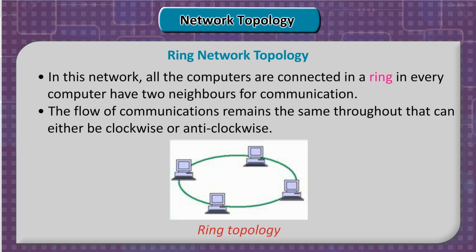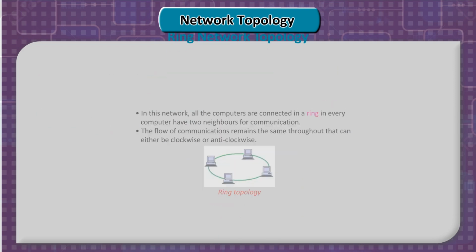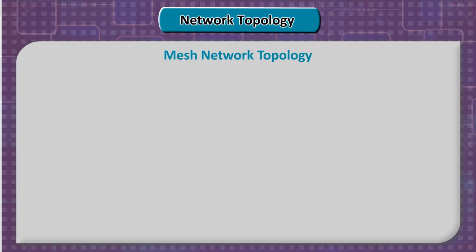Ring network topology. In this network, all the computers are connected in a ring. Every computer has two neighbors for communication. The flow of communications remains the same throughout, that can either be clockwise or anti-clockwise. Ring topology.